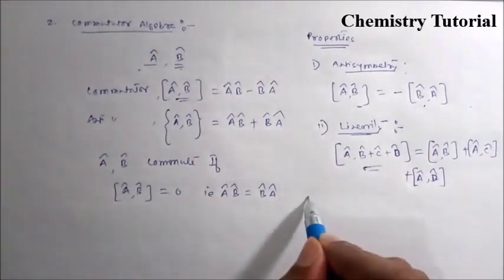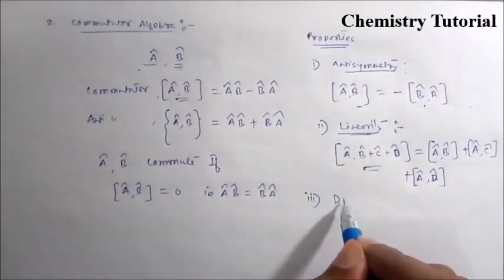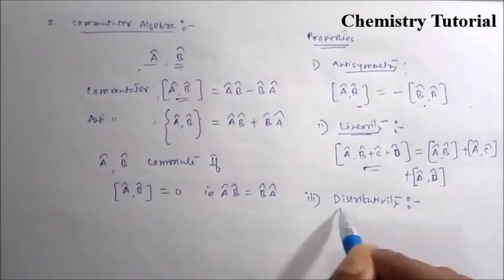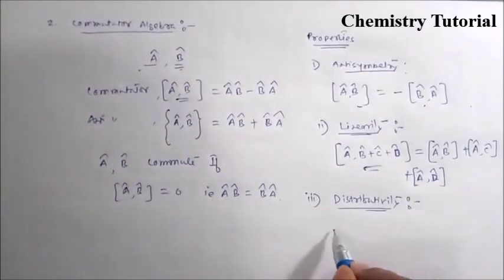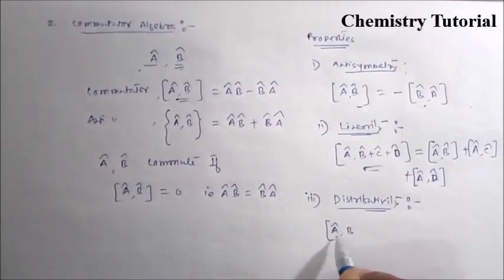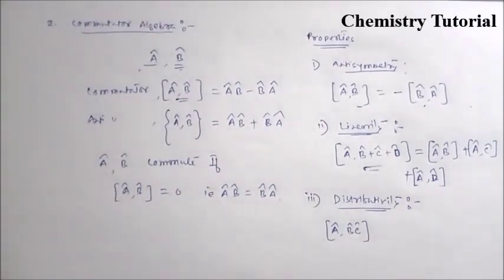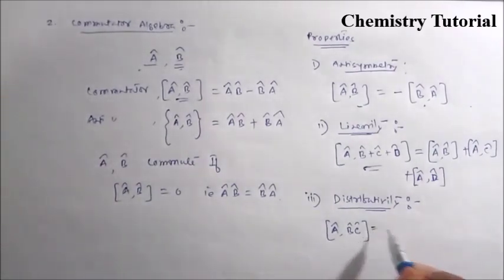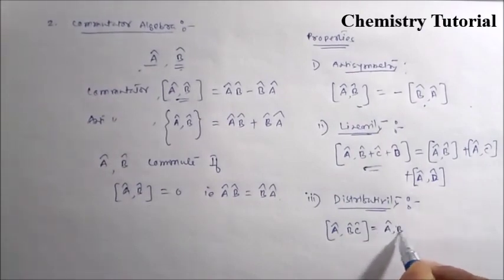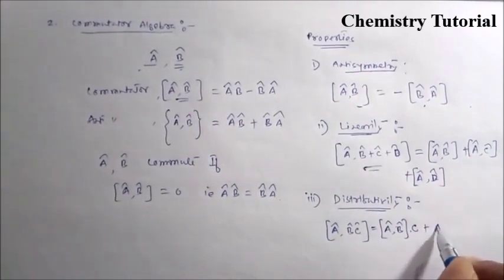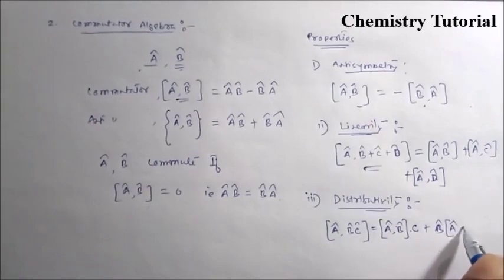Again, another property known as distributivity. What is this property? The commutator of operator A and the product of operators B and C can be written as the commutator of A and B times C plus B times the commutator of A and C. This property is known as the distributive property.